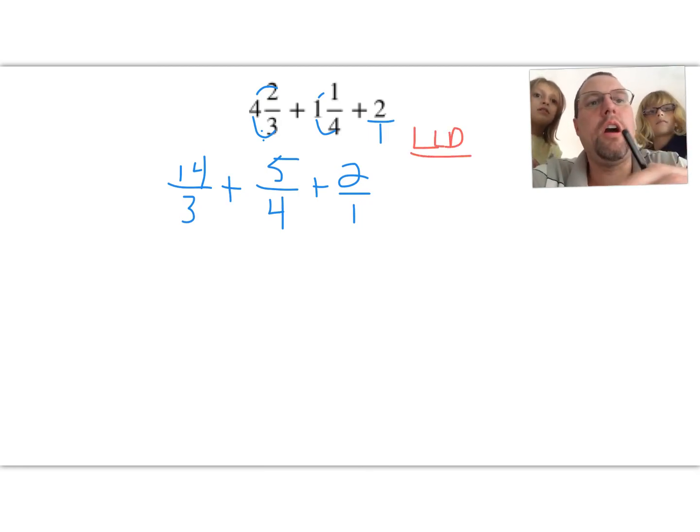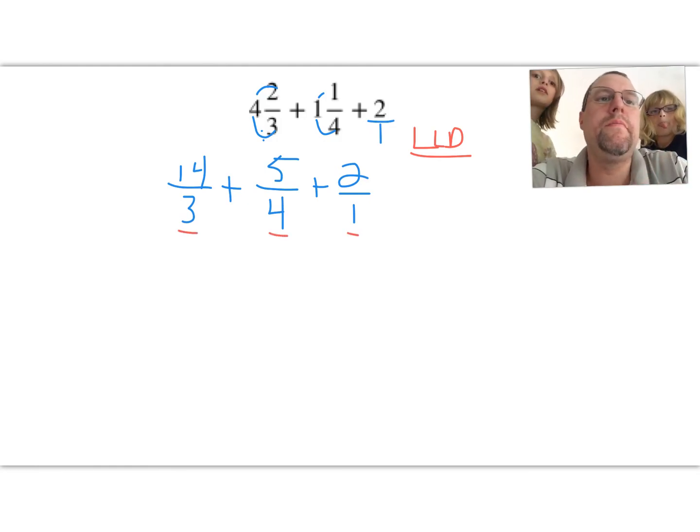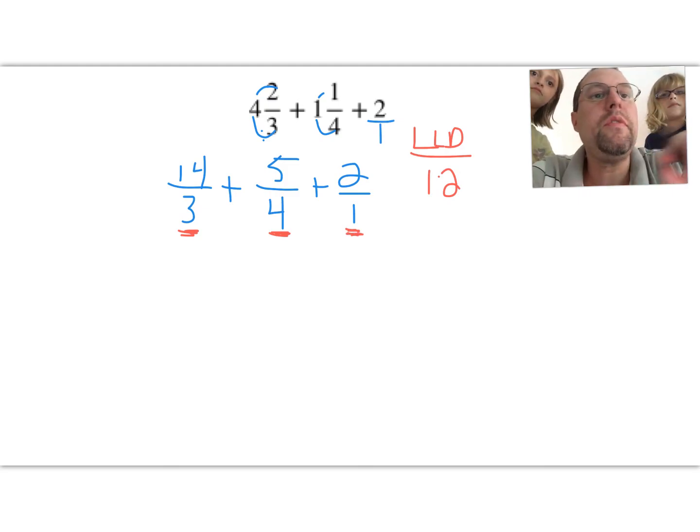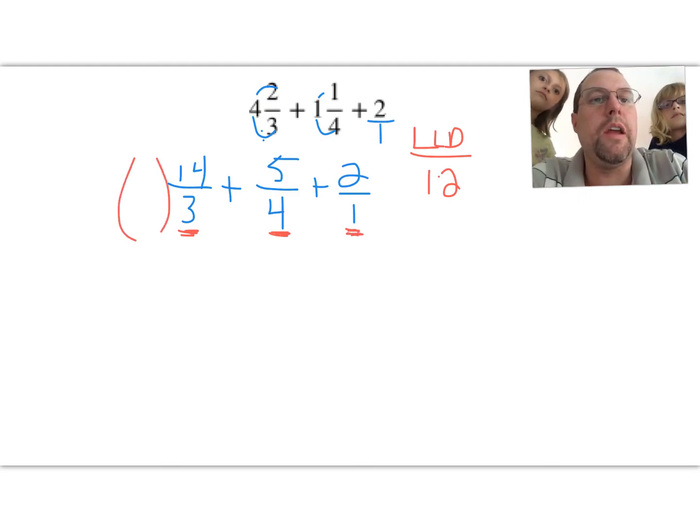What's my common denominator between 3, 4, and 1? It is 12, because I can multiply 3 to 12 by using 4. I can multiply 4 to 12 using 3. And 1 goes into everything. And 1 is 12 itself. All right, so let's create common denominator.